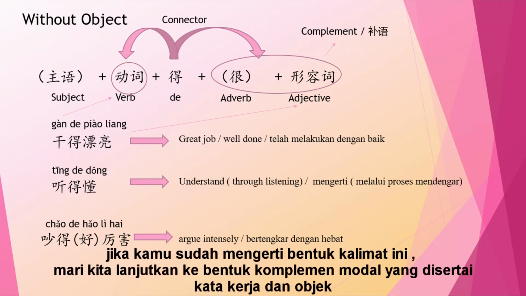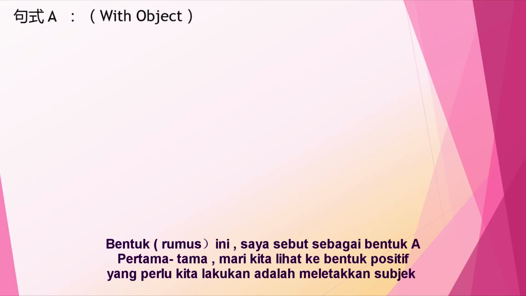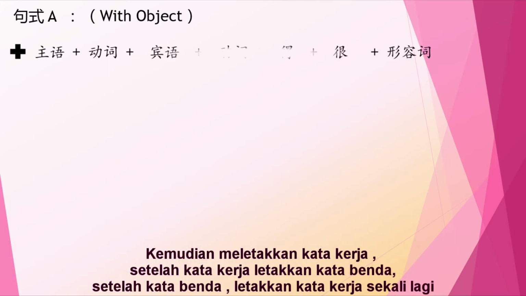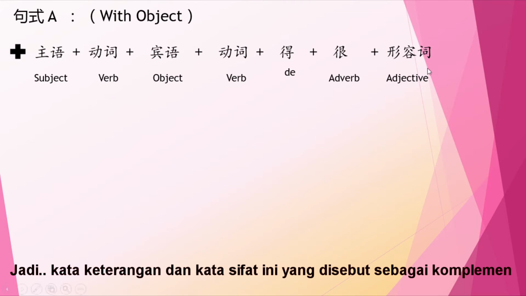If you're already clear enough about this pattern, let's go ahead to the next pattern of modal complement, which is combined with verb and object. This pattern, I call it pattern A. First, let's see the positive form. What we have to do is put the subject, and then plus verb. Then after verb, you put an object. After an object, you put the verb again, and then you have to go to the 得, and then plus adverb, and then plus an adjective. So, this adverb and adjective is what we call as complement.